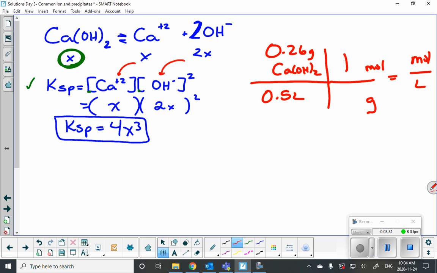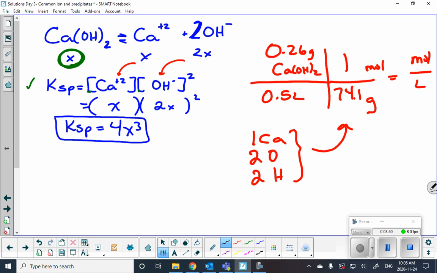And to get the grams, what I need to do is add 1 calcium, and add 2 oxygens and 2 hydrogens together, using their molar masses from the periodic table. So that's going to give us 74.1 grams. And we can see here that grams on the top cancels grams on the bottom. I'll be left with moles over liter. So we're going to multiply numbers we find on the top of the line and divide numbers we find on the bottom of the line, and that's going to give me my answer in moles per liter. So when we factor this all out, we get 0.007 moles per liter.